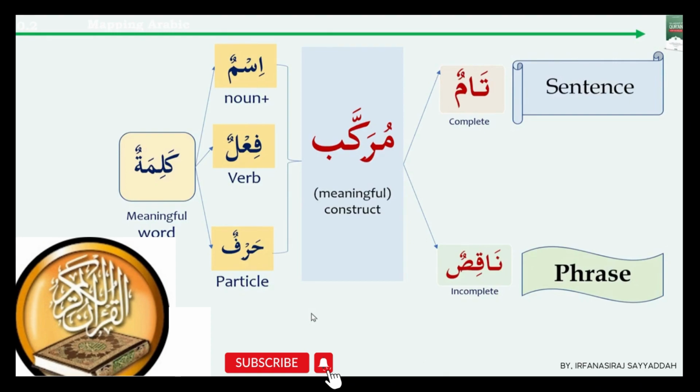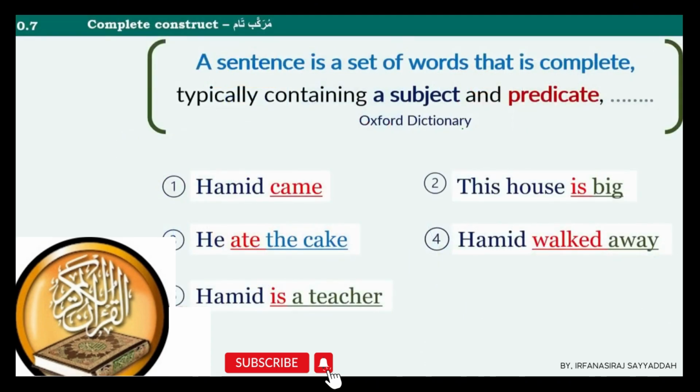So we have naqis and we have tam. So please, again, just focus on the meaning, the English word, at this stage. Do not worry about the Arabic words. So we have complete, which we're going to call sentences, and naqis, which we will call phrases. According to the Oxford Dictionary, a sentence is a set of words that is complete, i.e. gives us a complete meaning, typically in English containing a subject and a predicate.